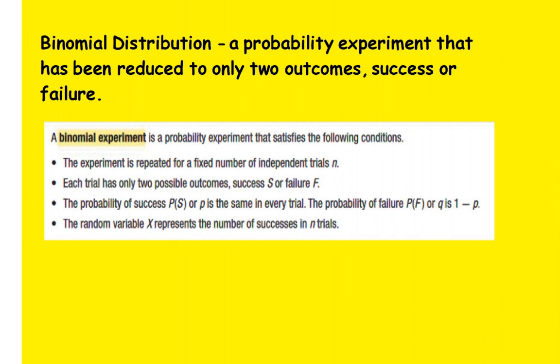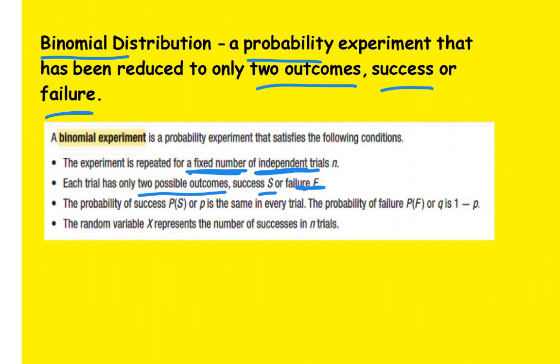Binomial distribution. It's a probability experiment that has been reduced to only 2 outcomes, success or failure. So you only have 2 outcomes, heads or tails, which if you want heads, success; if you don't want it, failure. A binomial experiment is a probability experiment that satisfies the following conditions. The experiment is repeated for a fixed number of independent trials. They can't depend on one another at all. Each trial only has 2 possible outcomes, a success or a failure. The probability of success is the same in every trial, and the probability of failure is 1 minus the success. So they don't have to be equal chances, but the probability has to be the same. And the random variable x represents the number of successes in n trials.